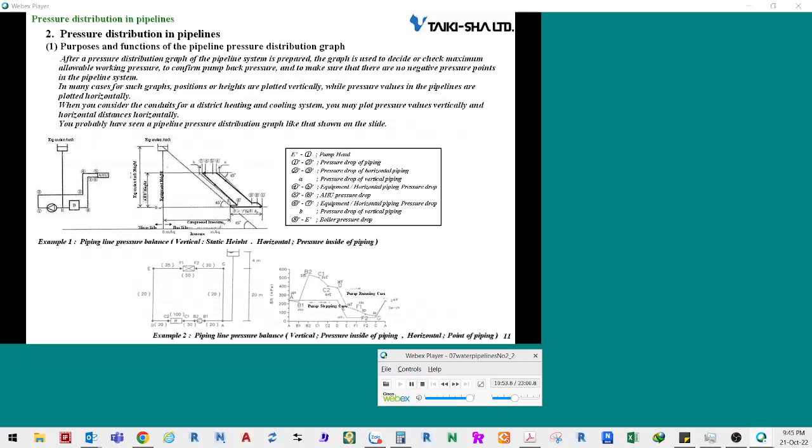the pipeline system. In many cases for such graphs, positions or heights are plotted vertically, while pressure values in the pipelines are plotted horizontally. When you consider the conduits for a district heating and cooling system, you may plot pressure values vertically and horizontal distances horizontally. You probably have seen a pipeline pressure distribution graph like that shown on this slide.